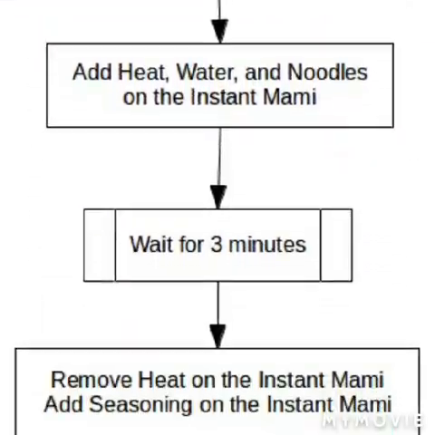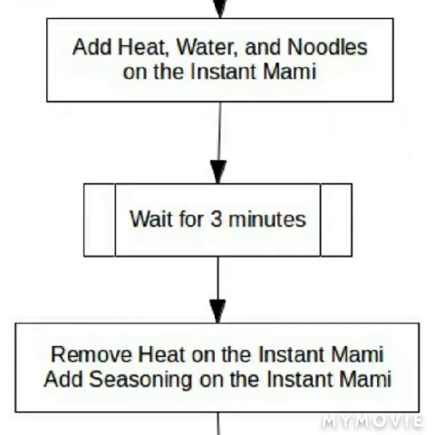Now let's proceed to the operations. So the operations here are cooking the noodles in briskly boiling water with heat. So what we will do here is to add the heat, the water, and the noodles to your instant mami. The next process is wait for 3 minutes. So the symbol here is a function because we don't know how to wait in a flowchart.